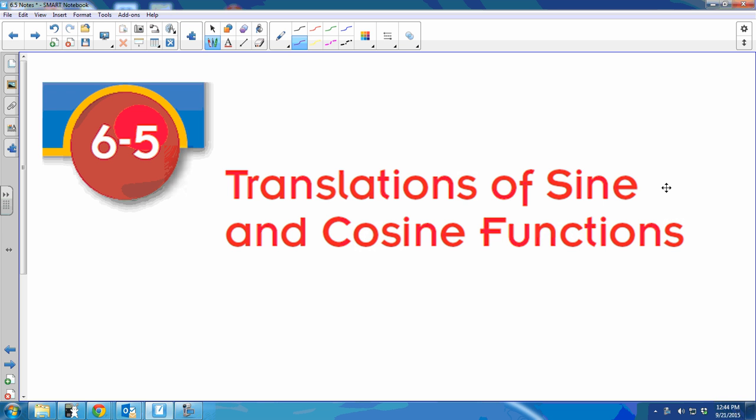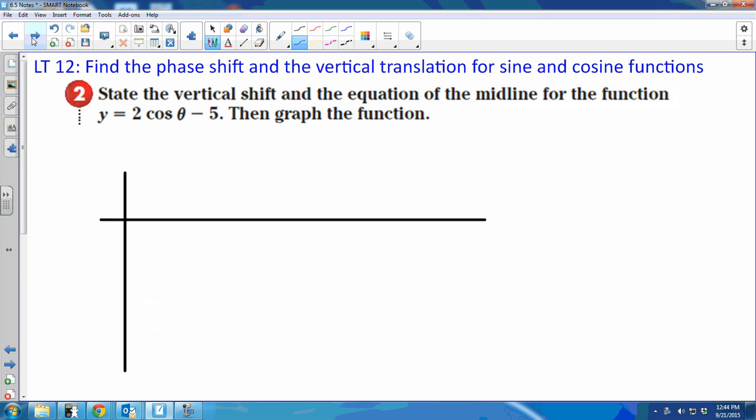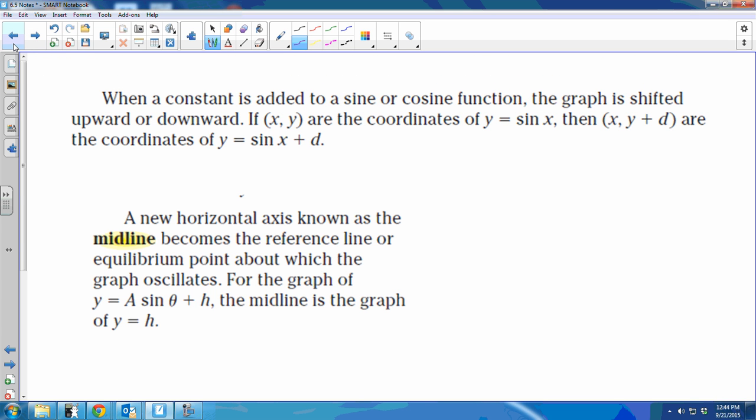So, we're going to talk about shifts with sine and cosine functions. All the stuff you know about graphing sine and cosine functions isn't going away. All that stuff still exists. First thing, I'll go in order on your note sheet. When you shift a sine or cosine function vertically, a new horizontal axis known as the midline becomes the reference line about which the graph oscillates.